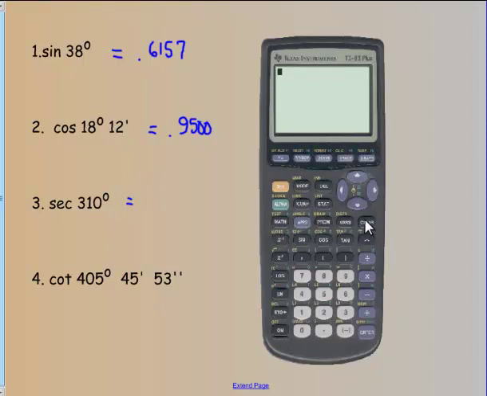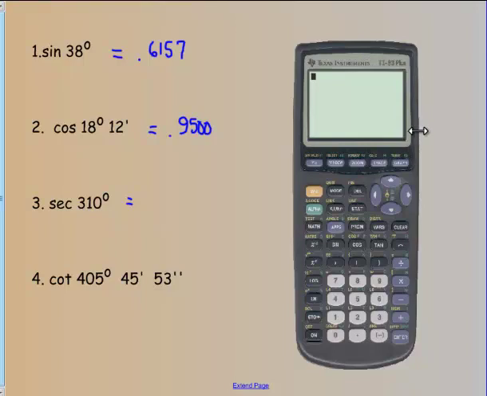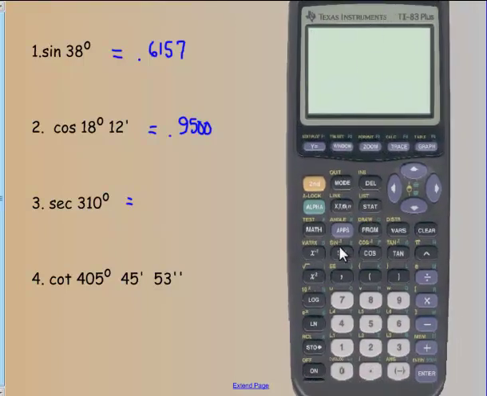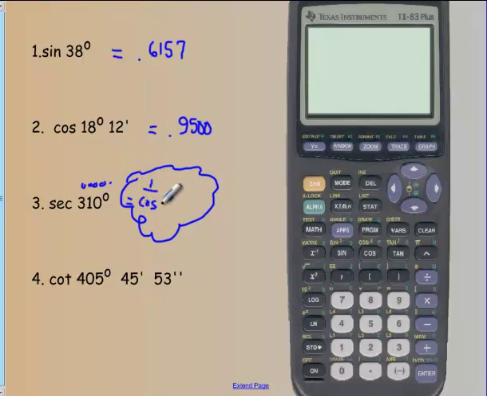Secant. Well, secant's a little different. If I look closely, my sine, my cosine, and my tangent, I don't have a secant button. However, I know that secant is really 1 over the cosine of the angle. So I just have to add a little extra step. If I want to take the secant of 310, I just have to do 1 divided by the cosine of 310. And there's my answer, 1.5557.